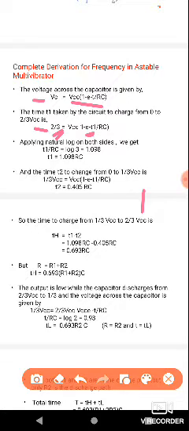That is nothing but we get t1 by RC is equal to log of 3, the value of which is 1.098. So t1 is equal to 1.098 into RC.